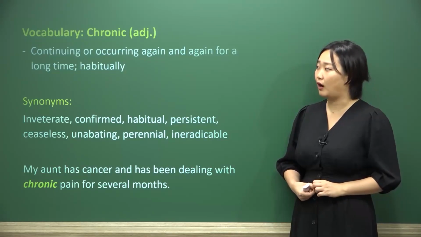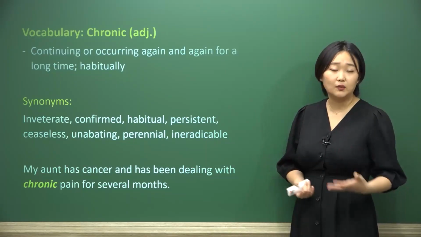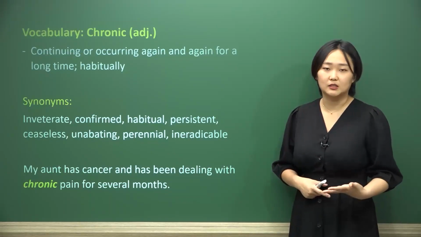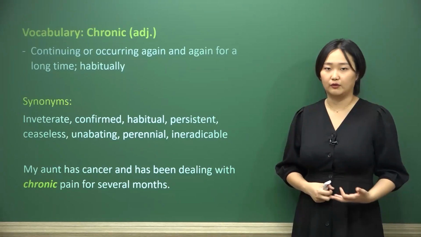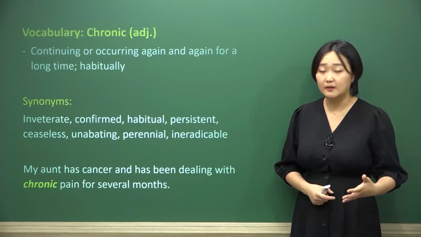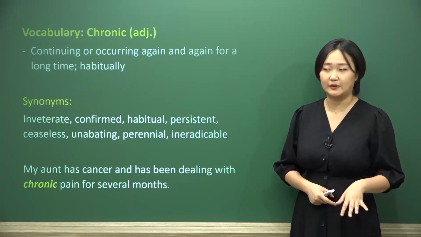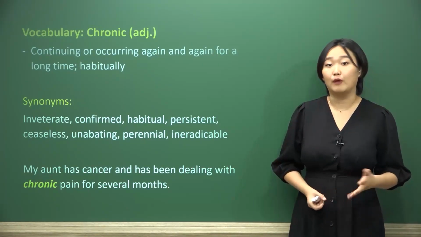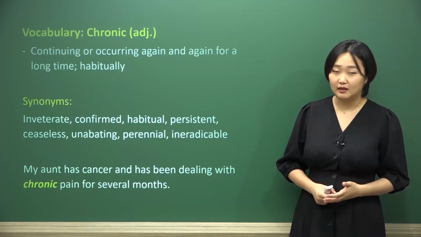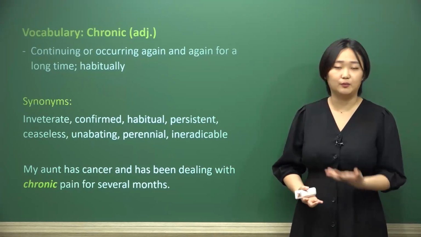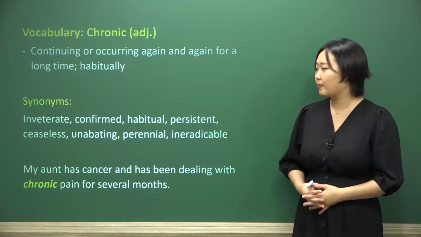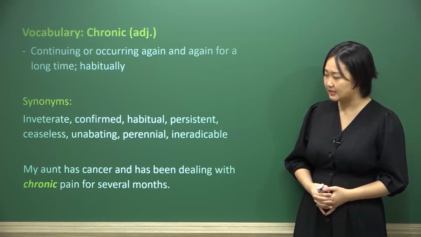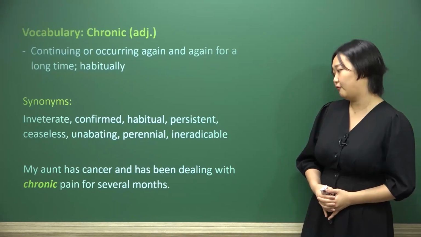Oftentimes when we see the word chronic and we see that it's continuing on and on again and again, it's usually for a bad reason. We don't want something to be chronic. We don't want it to continue over and over again. We would much rather never experience it or experience it once and never experience it again. And so if we're calling something chronic instead of, let's say, perennial, then maybe the word chronic is more negative, right? Perennial meaning happening forever and ever. So synonyms here are inveterate, confirmed, habitual, persistent, ceaseless, unabating, perennial, and ineradicable.